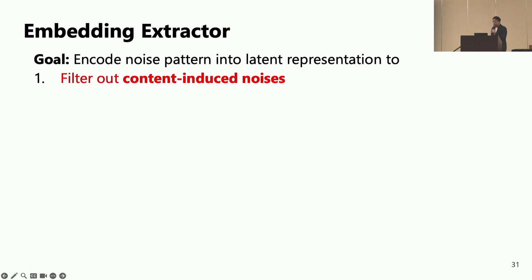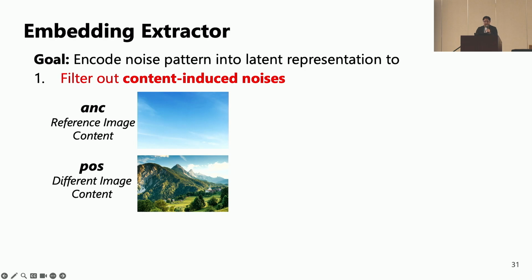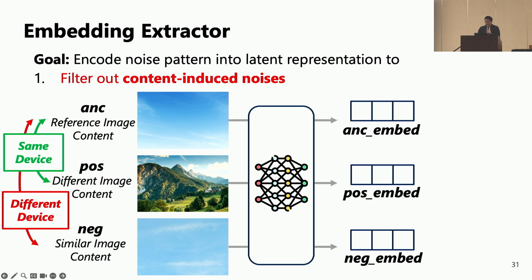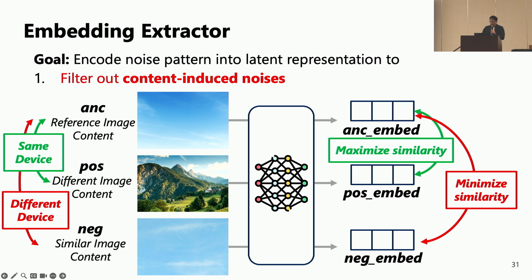First, we carefully control the image content within the triplets. The anchor holds the reference image content, while the positive sample is chosen to have as different content as possible, but they're from the same device. And then, the negative sample is selected to have content as similar as possible to the anchor, but they are from different devices. Now, by maximizing the similarity between the anchor and positive samples, and minimizing it between the anchor and negative samples, the model is encouraged to disregard content-induced noise and focus mainly on the sensor noise.